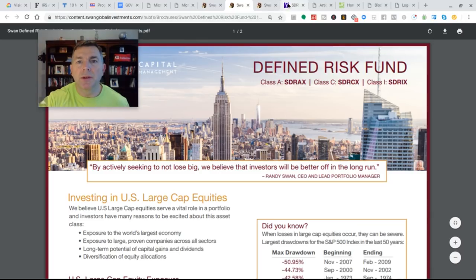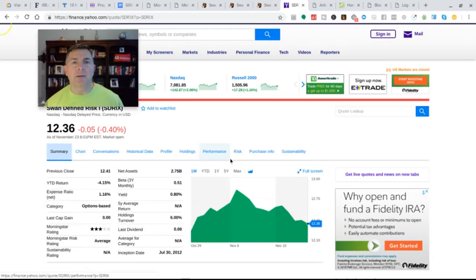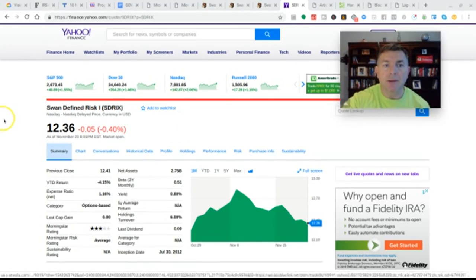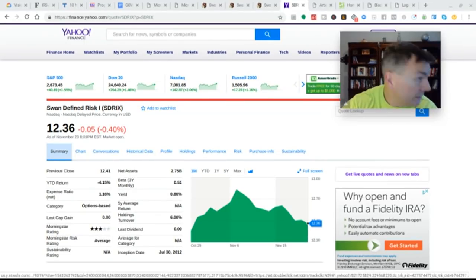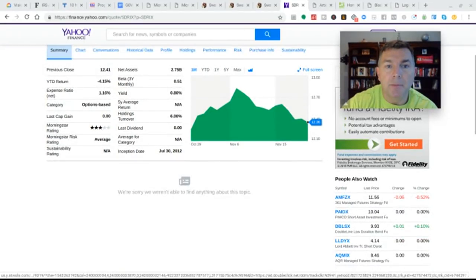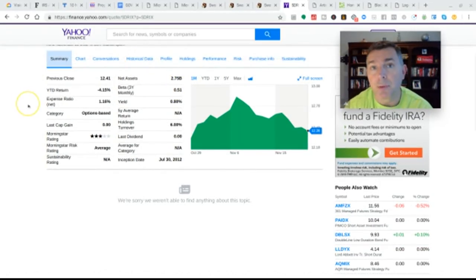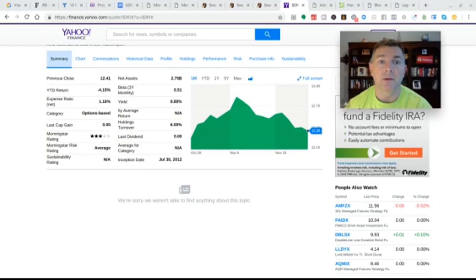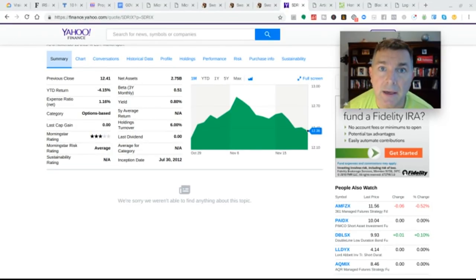So I want to go to the Yahoo Finance page, because that page didn't really give us much. I just want to share with you the performance of the Swan Defined Risk going back to inception, which is in 2012. It wasn't much, and now they've got 2.75 billion. So it's got a big asset base for sure, but it costs 1.16. I have no problem with that. My goodness, if they're an active portfolio manager, I have no problem if they're getting a fee.